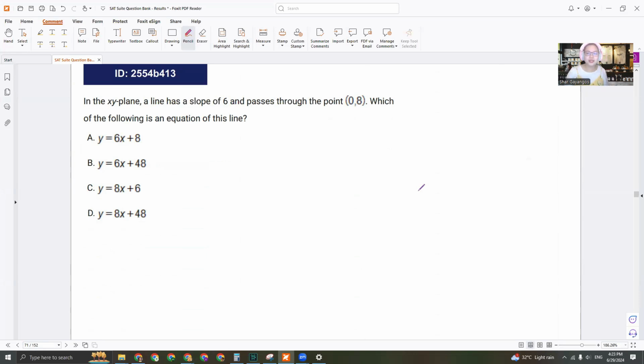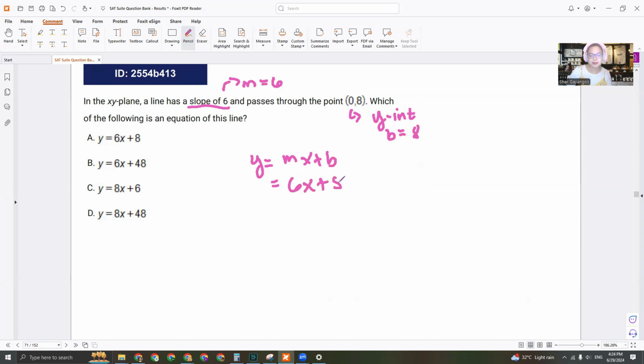Try to pause the video first and solve this on your own. You've got this. Alright? And again, this is a y-intercept, or b. So b is equal to 8. And then we have a slope of 6. So m is equal to 6. So what's the best equation for this? y is equal to mx plus b. Plug in the values: 6x plus 8. There we go. All good.